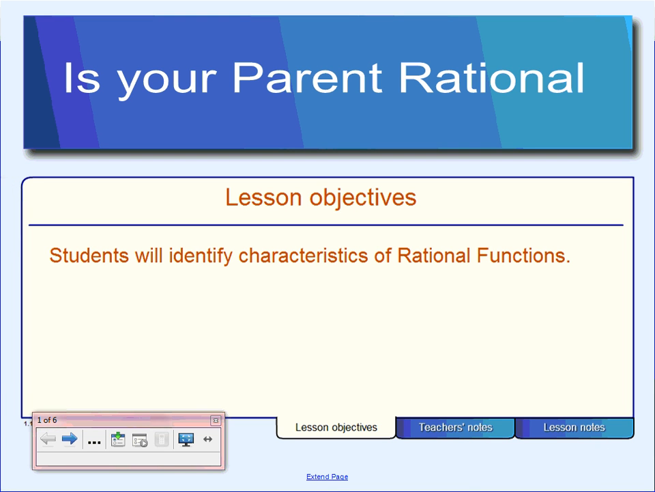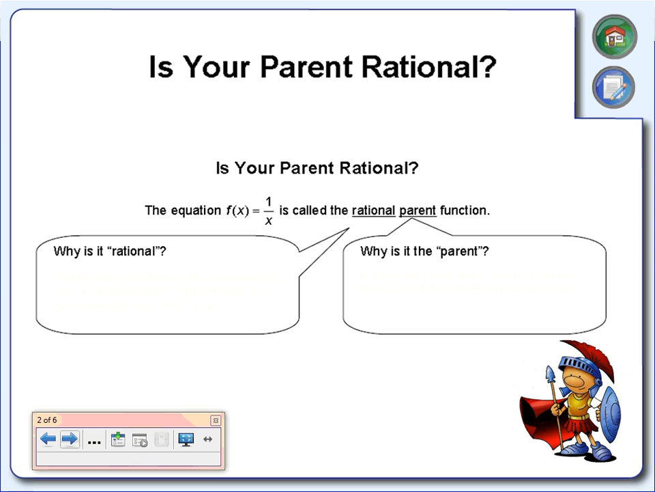All right, so as you can see, students will be identifying some characteristics of rational functions. At this point, we've seen how to add, subtract, multiply, divide, and simplify our rational expressions. Now we're going to be taking a look at their graphs. First thing you notice is we've got our parent function, 1 over x.